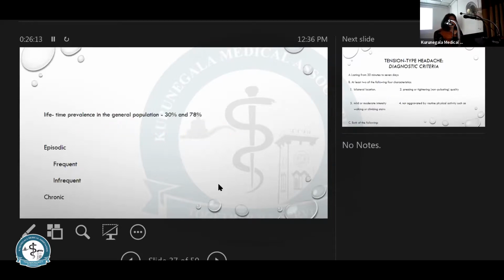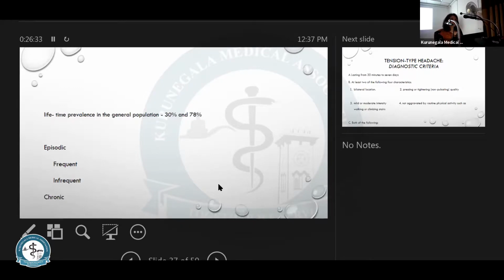The lifetime prevalence is 30 to 78%, and the categorization is according to the frequency, whether it's episodic or chronic. And the frequent episodes are when they are experiencing more than 10 episodes per month. Infrequent are less than 10.